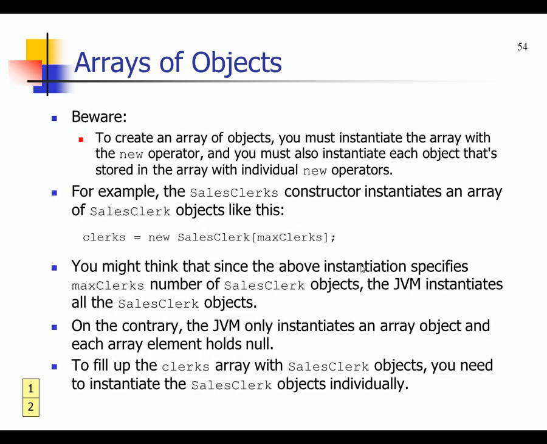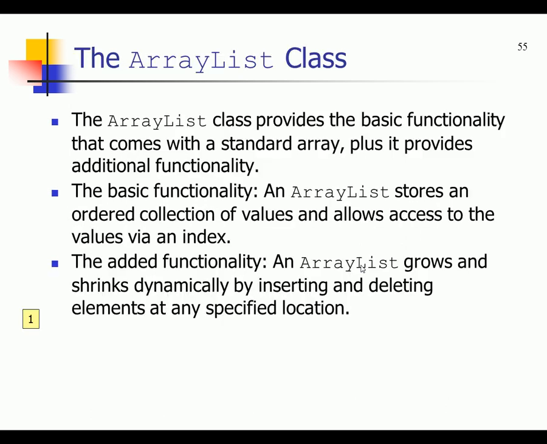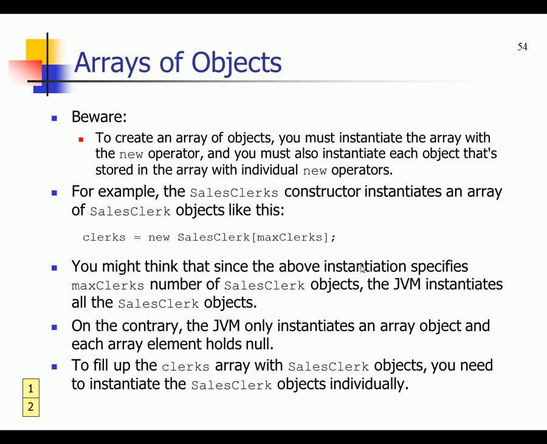So beware, to create an array of objects, you must instantiate the objects with the new operator. This is kind of important. So here we're making clerks equal to new sales clerk. Basically what he's doing, he's making an array of clerks, but you need to instantiate them. And he should show it. No, he doesn't show it in there.